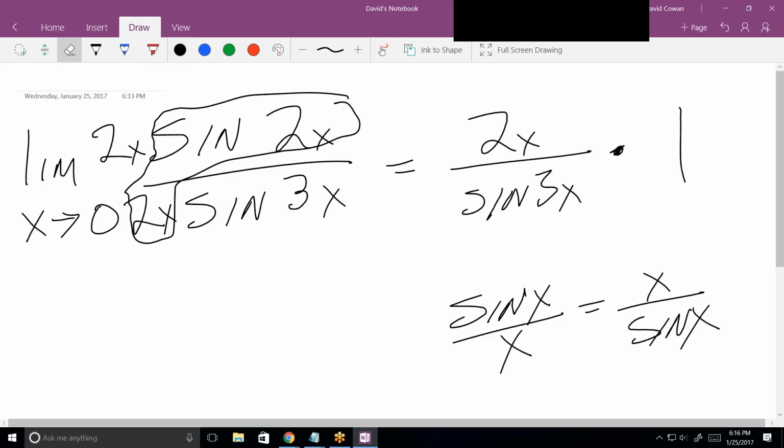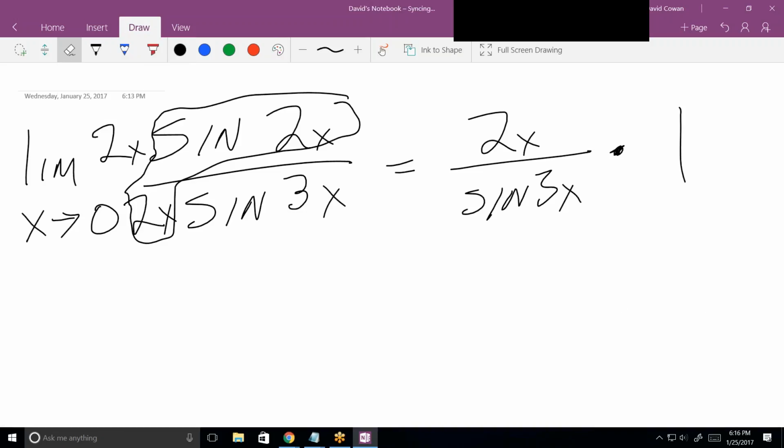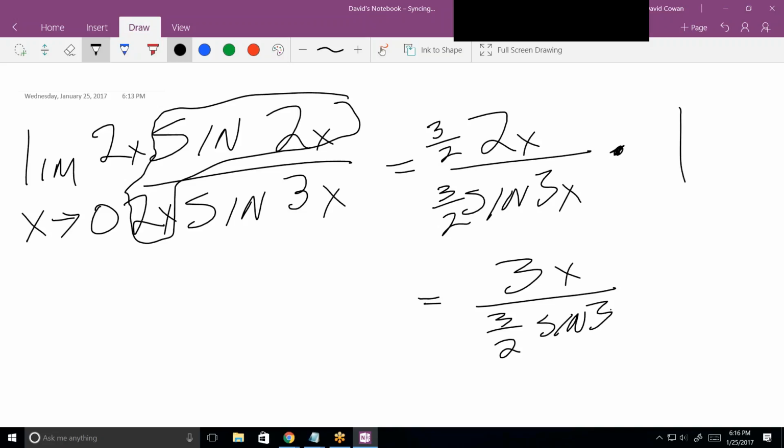Okay, and so in order to make this look like x over sine x, I got to get this to 3 halves, or to 3x. So again, I have to multiply the top by 3 halves and the bottom by 3 halves, like that. Now I've got 3x over 3 halves sine of 3x times 1, or if I want, I'll go back and write it like this. In other words, I got my original turned into this now.